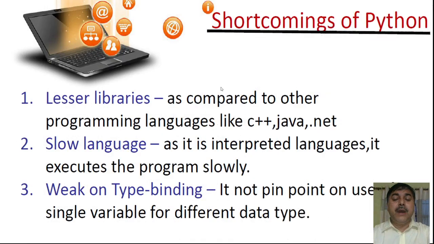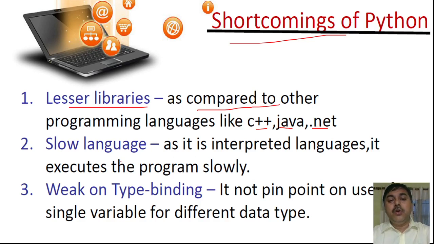So what are the shortcomings of Python? What are the defects we can say? Fewer libraries. In some cases, compiled languages like C, Java, NetBeans have huge libraries. If you compare those with the libraries of Python, we will find very few libraries are there. So not everything is supported, and we have to install a new version or new part of Python to work on it.